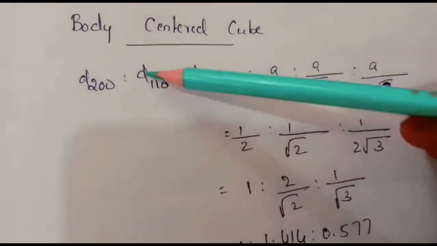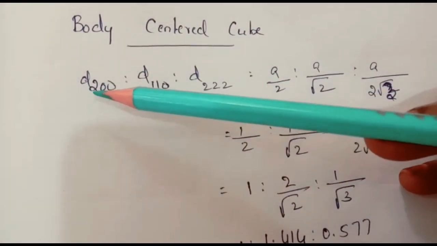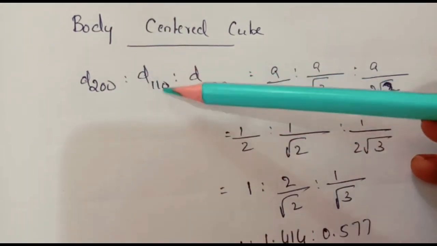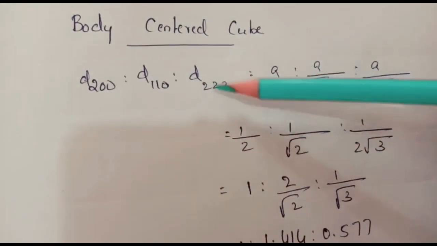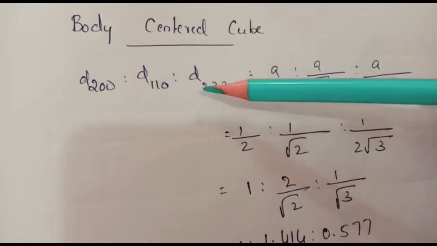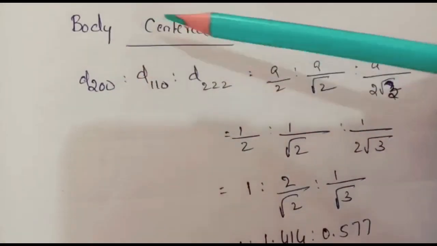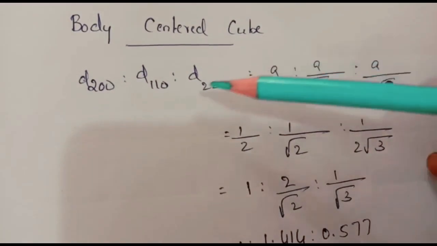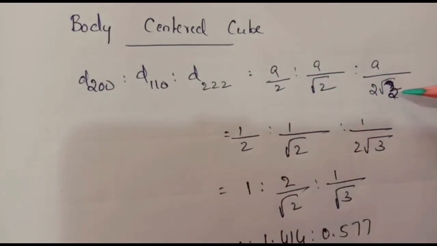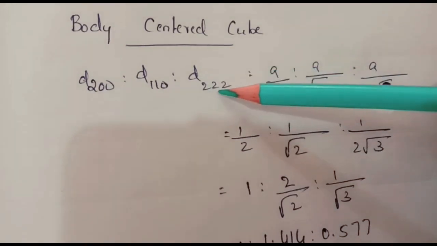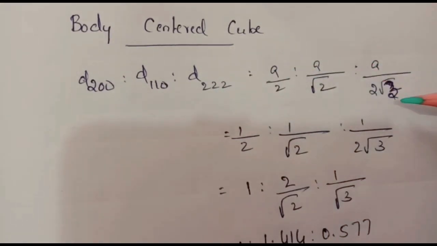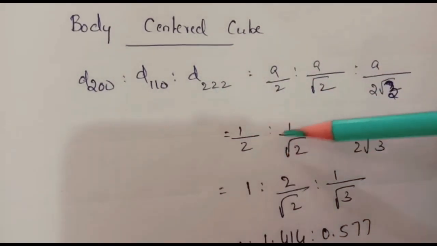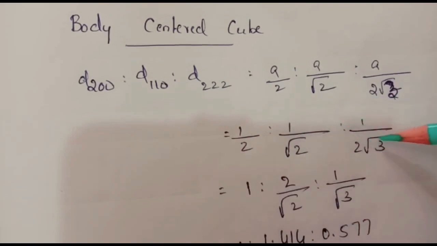Next one is body centered cube. We know body centered cube, D is, first one is D200, then D110, then D222. We have drawn already these three planes. So here D200 means A divided by root of 4. That means A by 2 is to A by root 2 is to A by 2 root 3, because here it will be A by root of 12. That is A by 2 root 3. So A will be cancelled. So 1 by 2 is to 1 by root 2 is to 1 by 2 root 3.